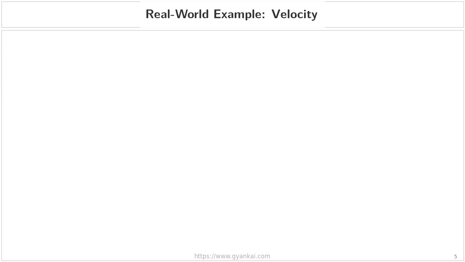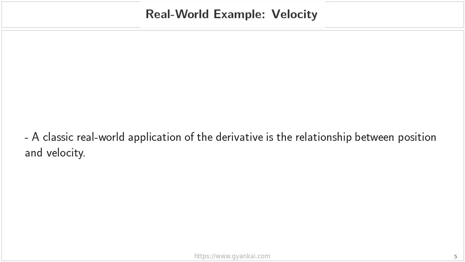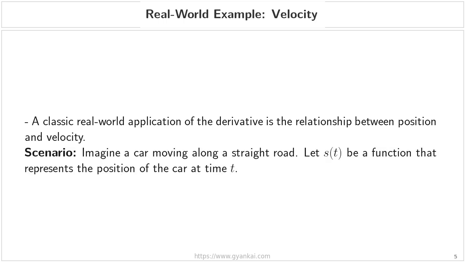Real-world example, velocity. Now that we have established the formal definition and the various notations of the derivative, let us apply these concepts to a real-world scenario to see why they are so useful. A classic application of the derivative is the relationship between position and velocity. Imagine a car moving along a straight road.